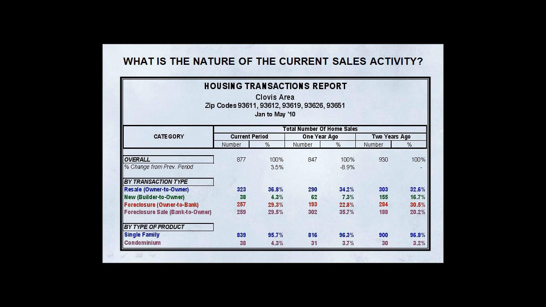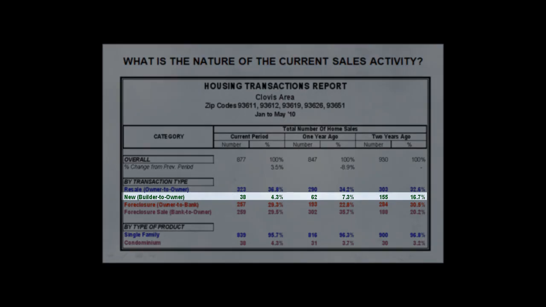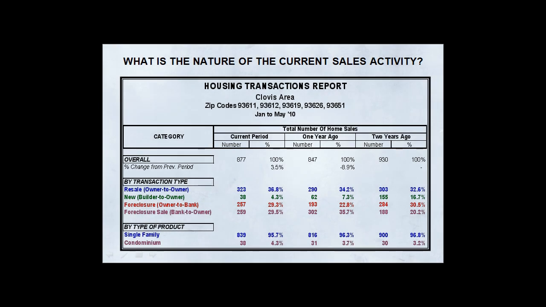If you look at the new home, conventional subdivision sales in green, that number's dropped off from 16.7 2 years ago, which is really a pretty healthy number if you look at what's typical in the state and in the nation, down to 7% new builder sales a year ago, now down to 4.3%.